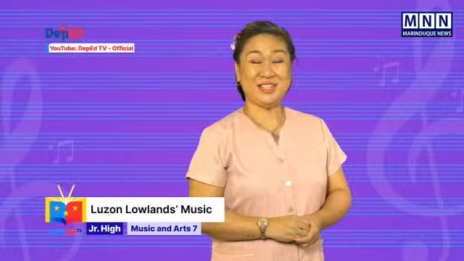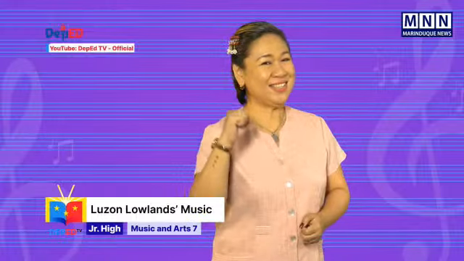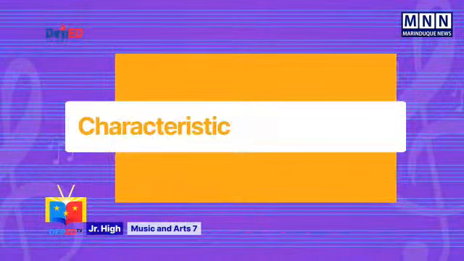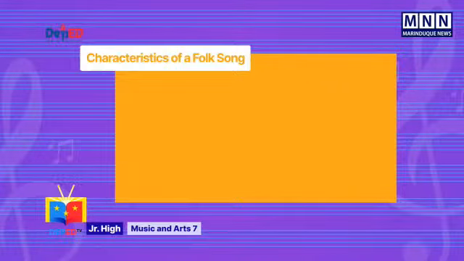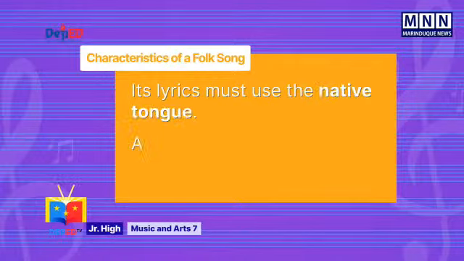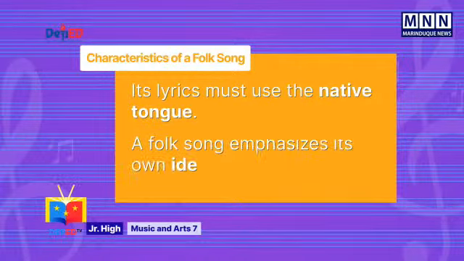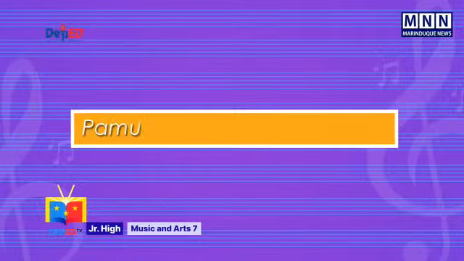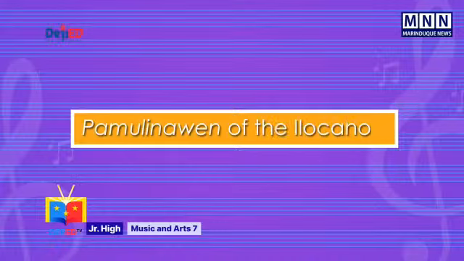Did you enjoy singing this Kapampangan folk song? That's great! Now, let us discuss the characteristics of folk songs. One of the characteristics of a folk song is that its lyrics must use the native tongue. This means that a folk song emphasizes its own identity as a community. For example, the folk song Pamulinawin from Ilocos used the community's own language for the people to easily understand and appreciate the song.